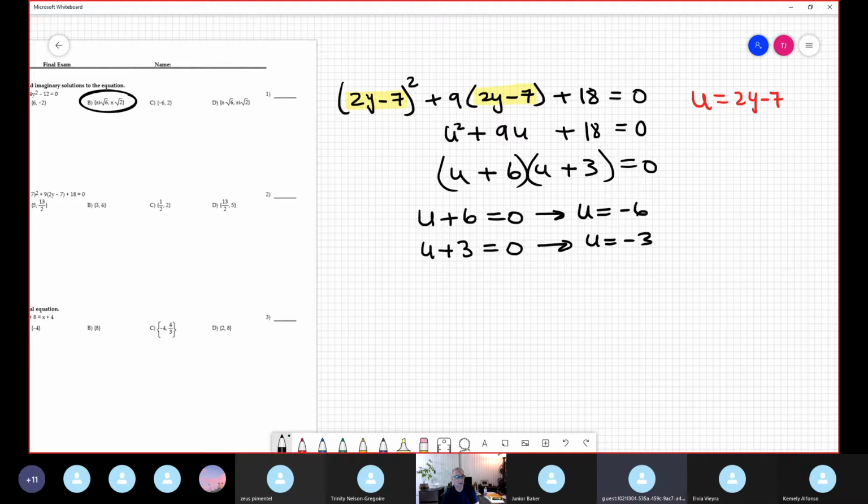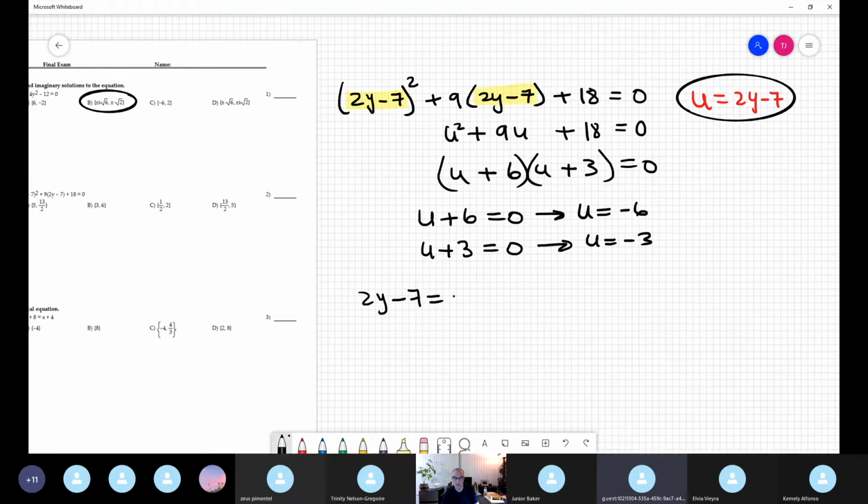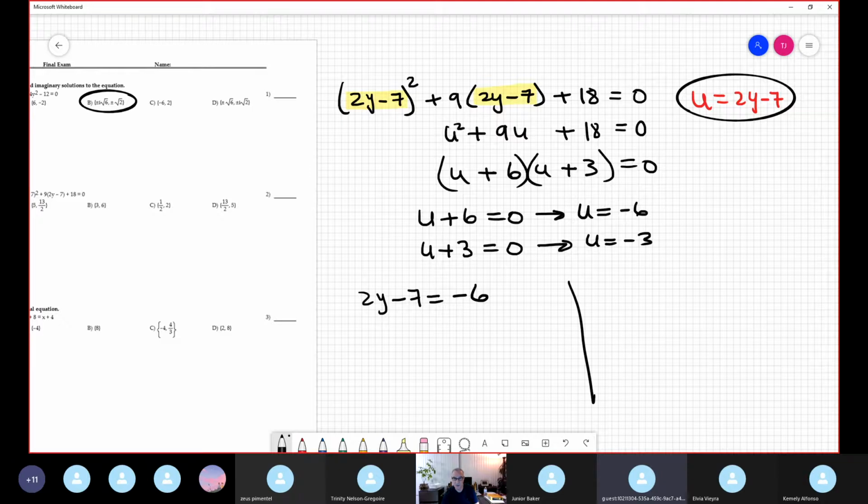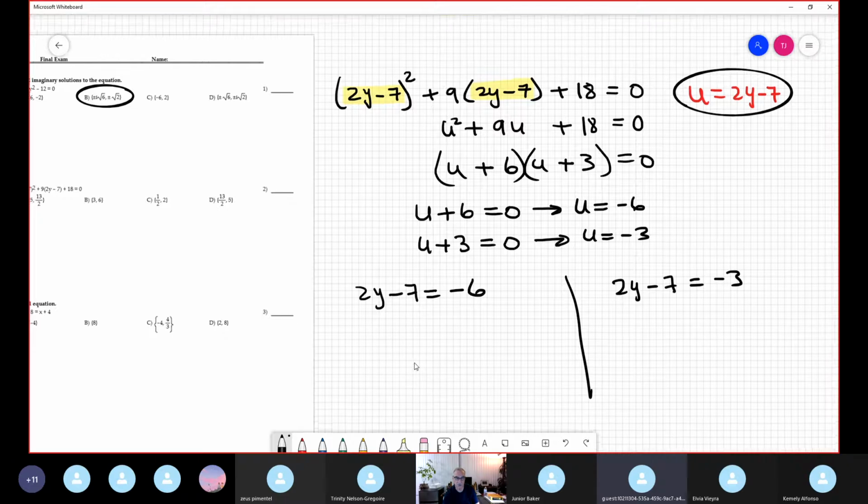No, of course not, because I need to find the y value. And how do you find the y value? Using this substitution expression. 2y minus 7 is equal to -6, that's one possibility. And 2y minus 7 is equal to -3. And you solve each separately as a linear equation.